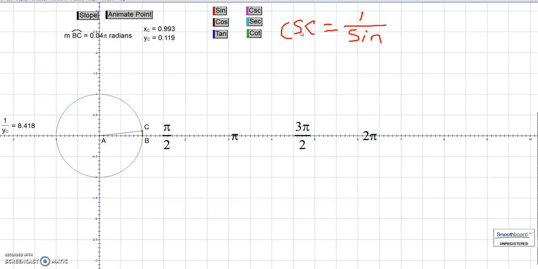And so that occurs at 0. So the vertical asymptote, it's going to occur at pi. And it would occur at 2 pi.